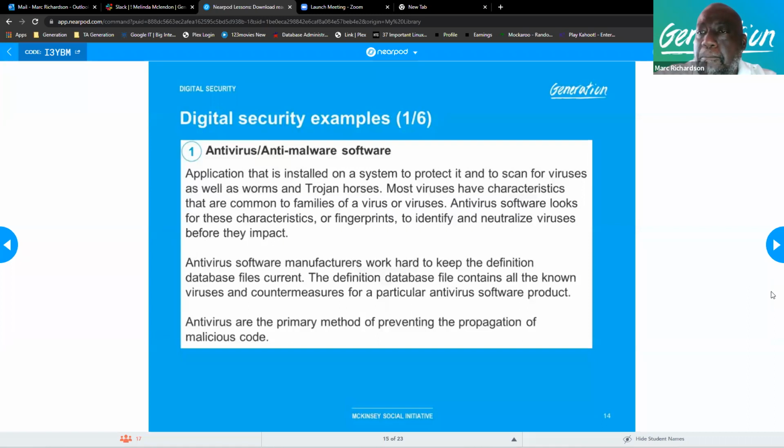What does propagation mean? Propagation means that it's the spreading. The more and more systems that a virus has access to, it'll keep spreading until it is stopped. Okay.